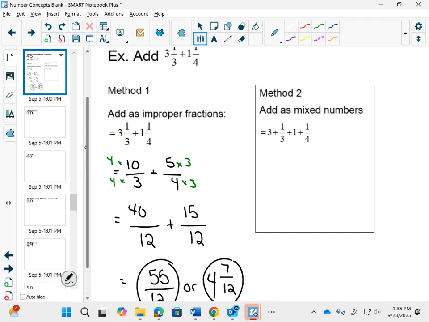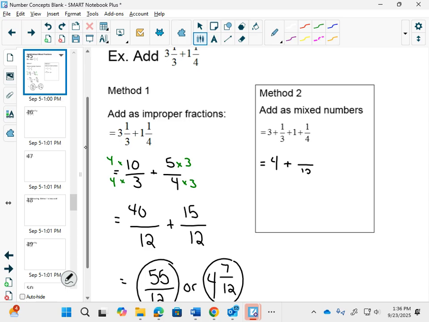Method 2, just adding things separately. Because 3 and a third means 3 plus a third. And 1 and a quarter means 1 plus a quarter. And you can add the 3 and the 1 together really easily. 3 plus 1 is 4.